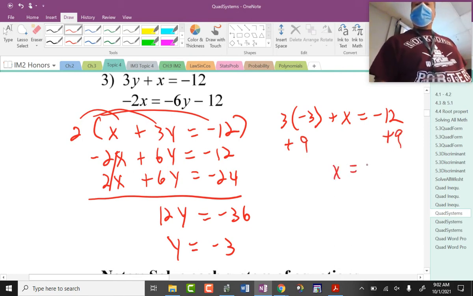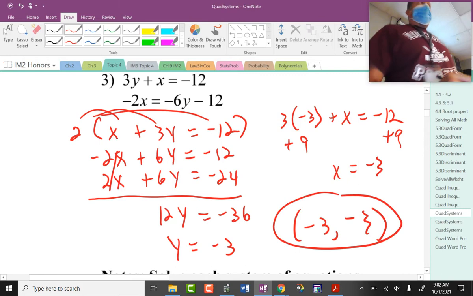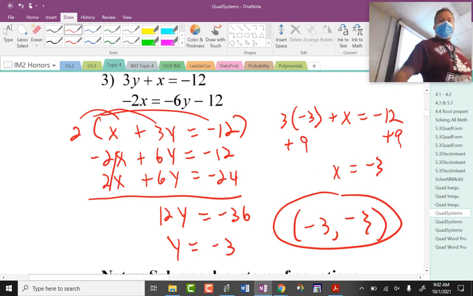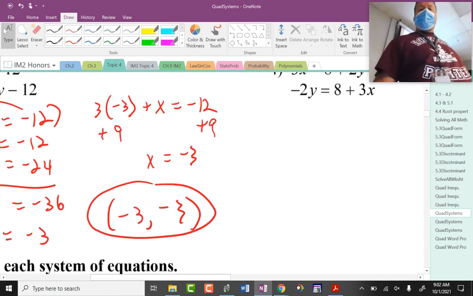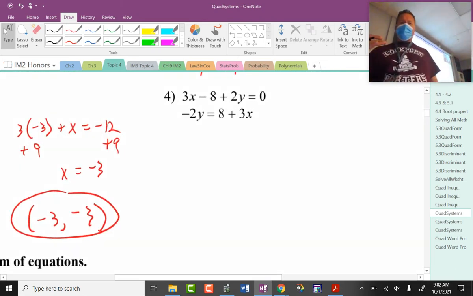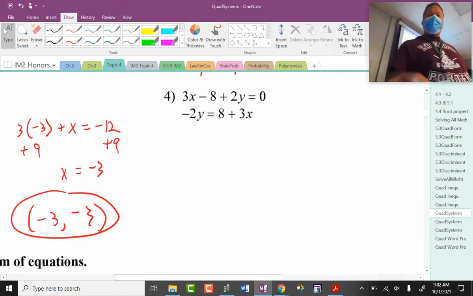X equals negative 3. Interesting. Got negative 3 for x when I had negative 3 for y. We write it as a coordinate at the end. Okay? All right. I guess I really can't bother anyone too much here. And I think I'm going to go with the elimination method.